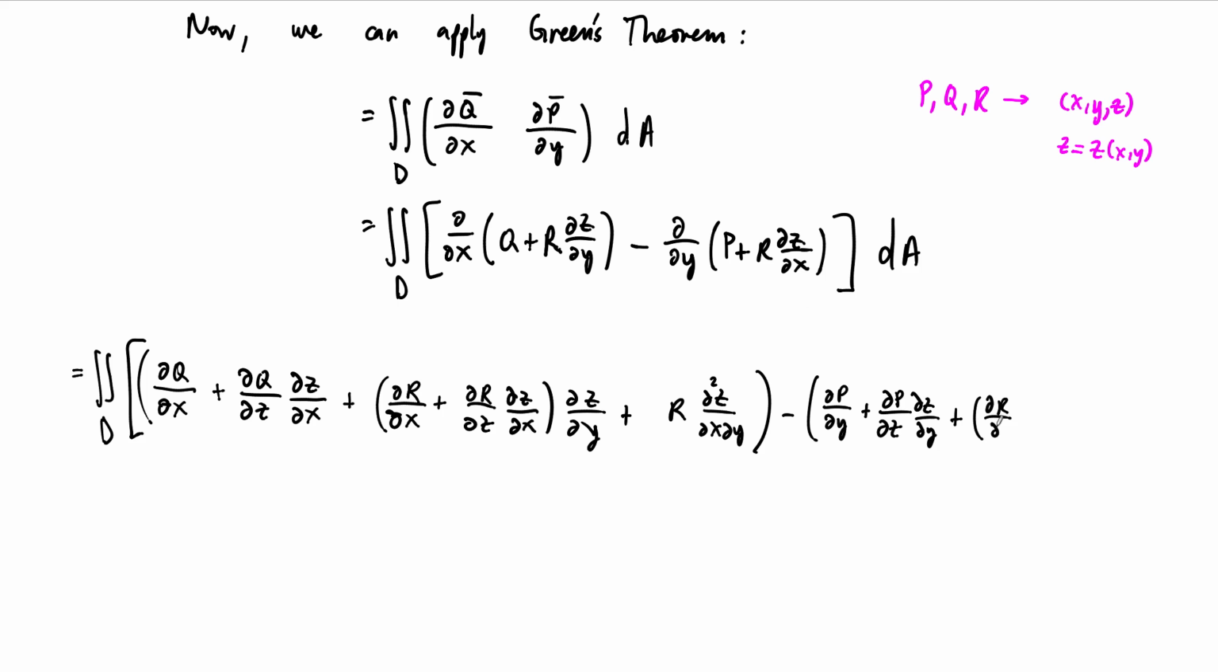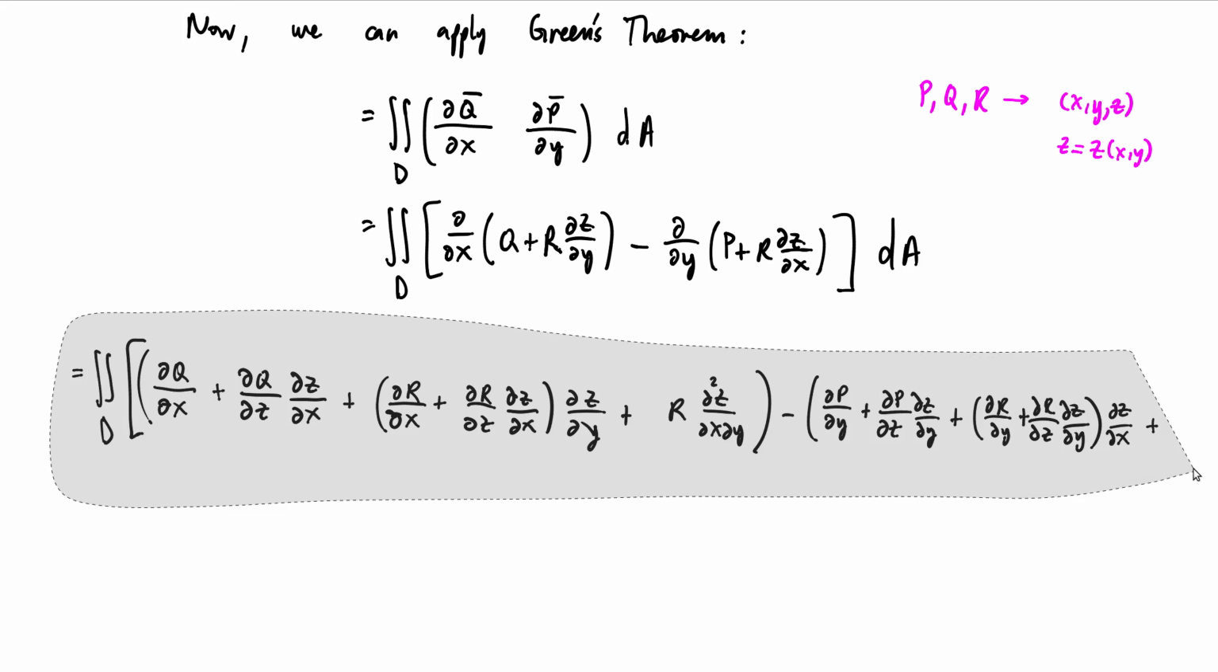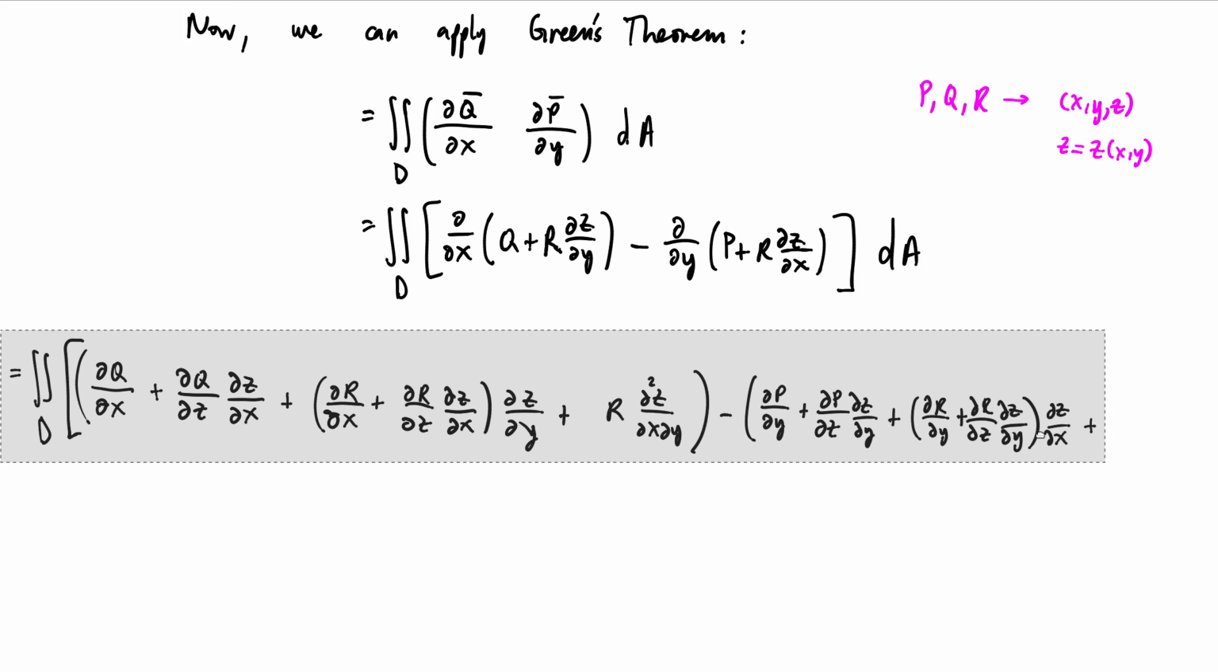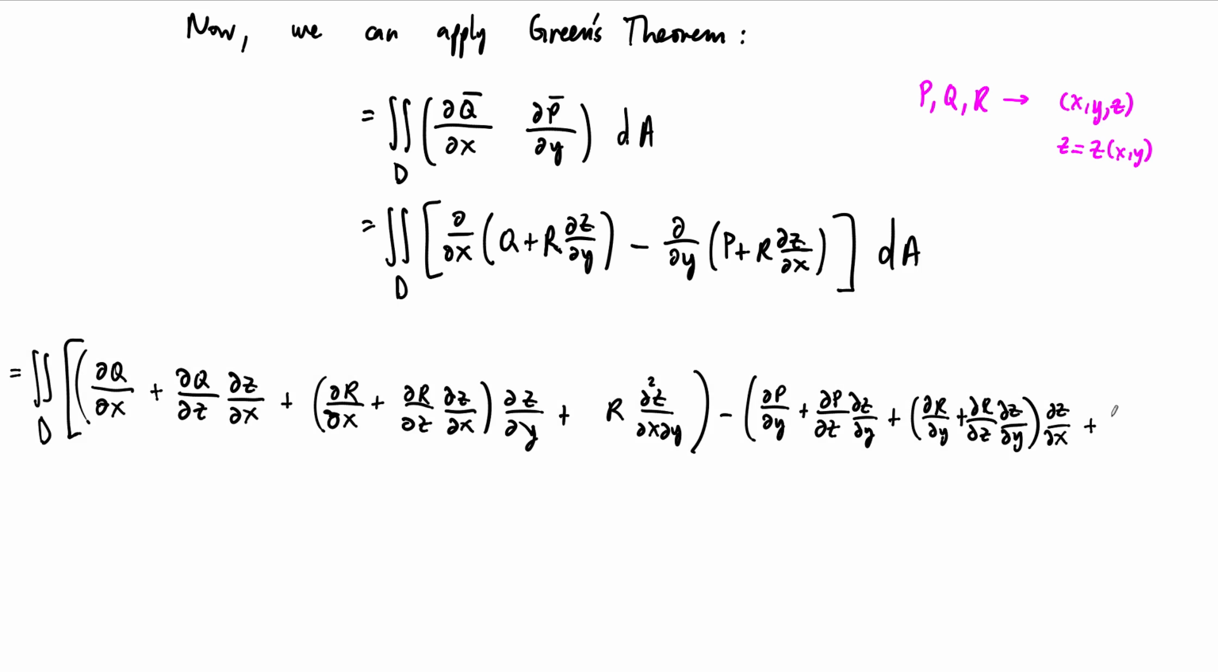So dr dy plus dr dz, dz dy, all times dz dx, and then plus, okay, I'm running out of room here. Let me try to get some more room. I only need a little bit more, right? So plus, this last term is going to be d squared z, times r, right? r, d squared z, this is now dy dx, and all of this is integrated up with respect to area.